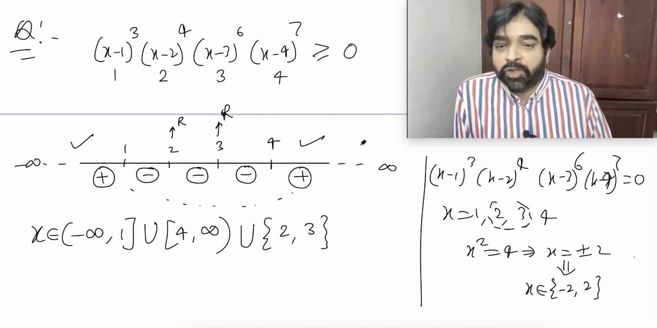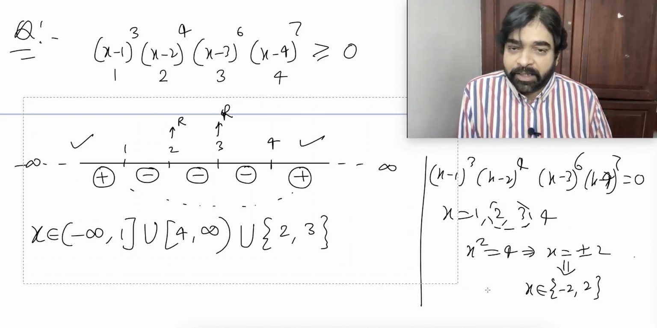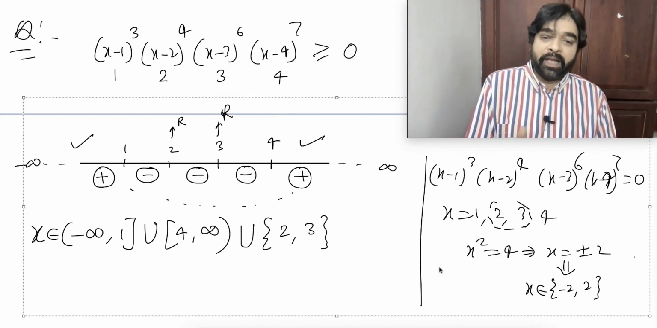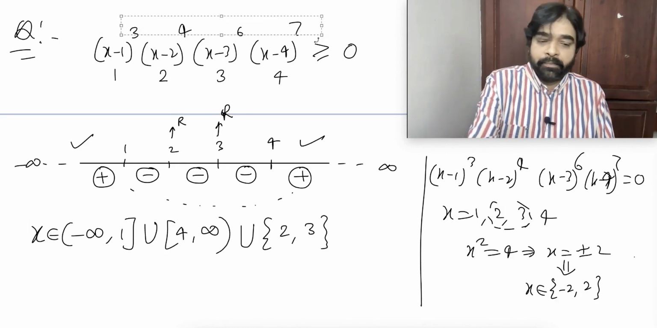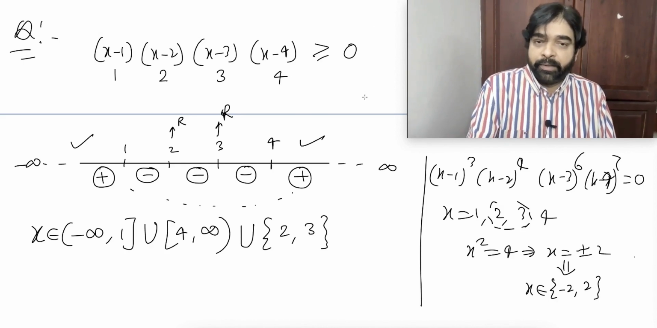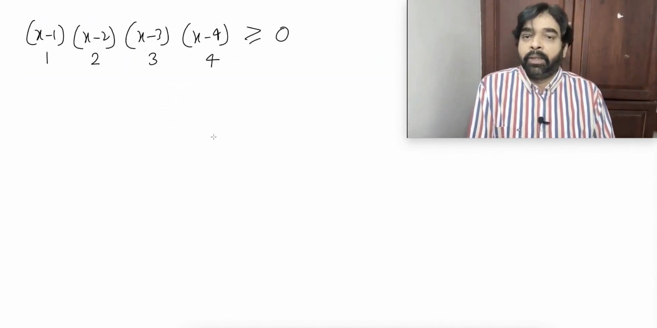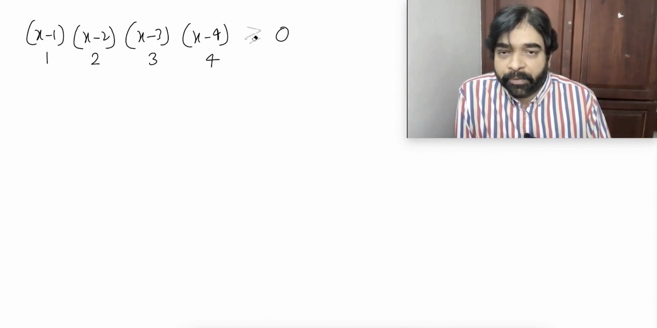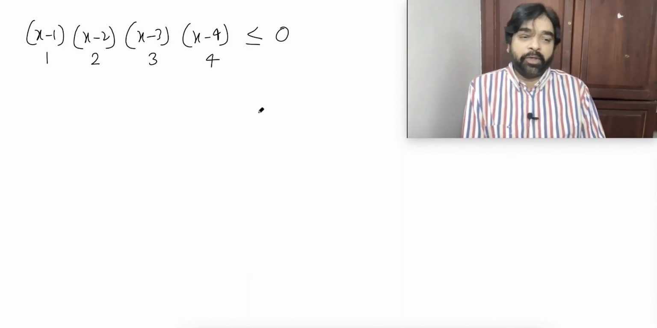Let me do this question once again, but with a slight change, and let's see what the answer is going to be. No, I will not remove this. This question, once again, I will write. But I'm making some change. Let's say it's less than or equal to 0. We'll vary it. The same question I'm going to do 4 times.